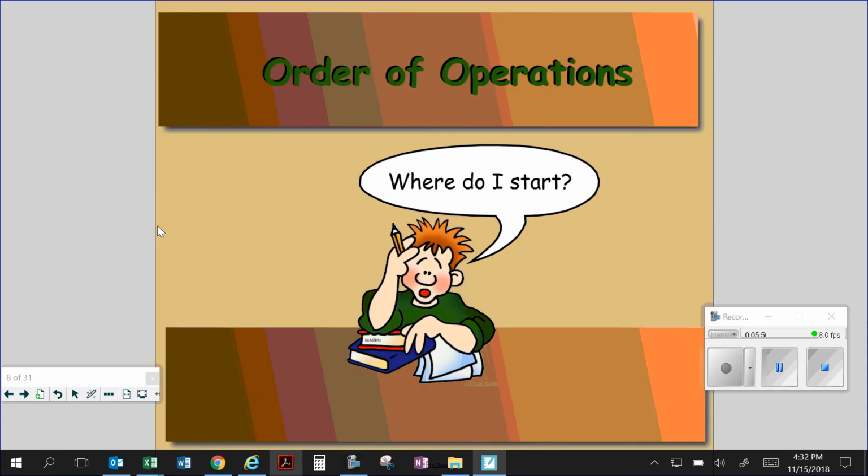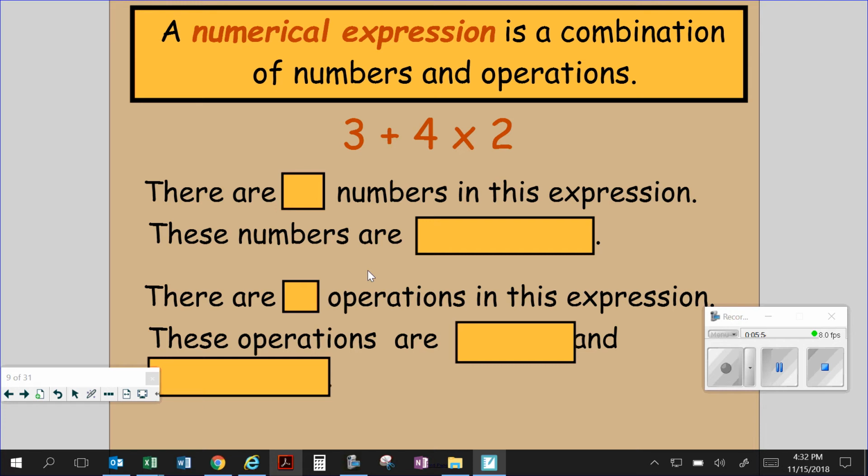So today we're going to be learning order of operations. A numerical expression is a combination of numbers and operations. If you notice, do you see any equal sign anywhere? No, it's just a combination of numbers and operations. So there are blank numbers in this expression. How many numbers do you count? 3. So fill this in your notes.